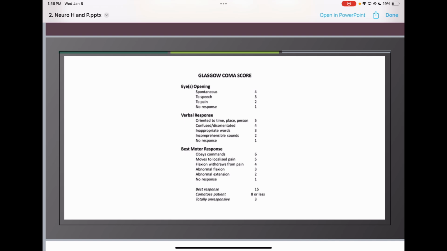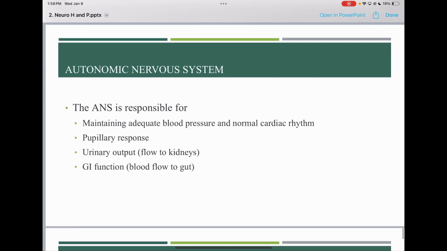If their Glasgow coma scale is 8 or less, you can't give them any oral meds. You have to be careful about airway protection. They may need to be intubated because they can't control the processes by themselves. So the big number for that is just remember 8.